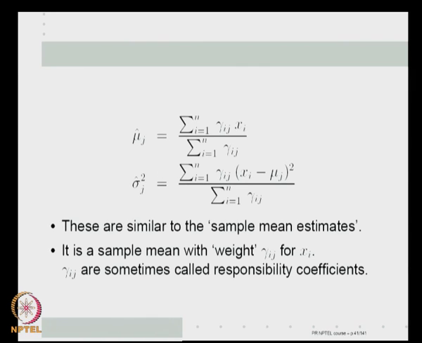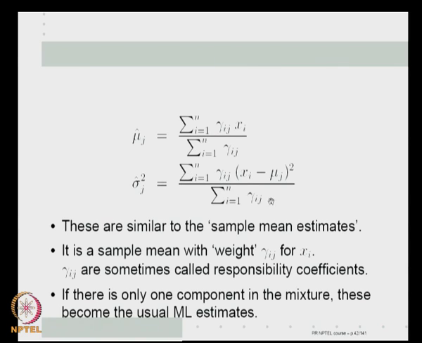So, we can think of gamma_ij as how much responsibility x_i has for estimation of the jth component density. If I think of gamma_ij as weights, then this is essentially a weighted sample mean. If the gamma_ij's were 1 and 0, so that I knew these x_i's are from the mu_j density, then this would have been exactly the sample mean. Instead it has become a weighted sample mean with weights gamma_ij, and gamma_ij is sometimes called the responsibility coefficient.